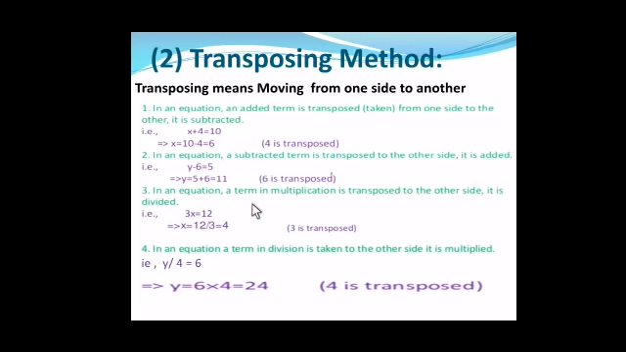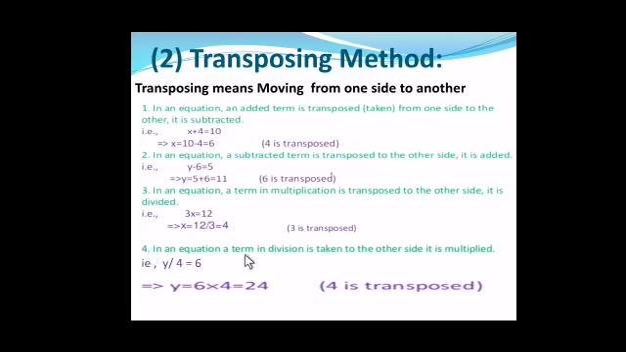Third one, in an equation, a term in multiplication when transposed to the other side is divided. Again, inverse operation. Example, 3x equals 12. 3 is multiplied. When it is transposed, it will be divided. What is 12 divided by 3? 12 divided by 3 is 4. So x equals 4 is the solution of the equation.